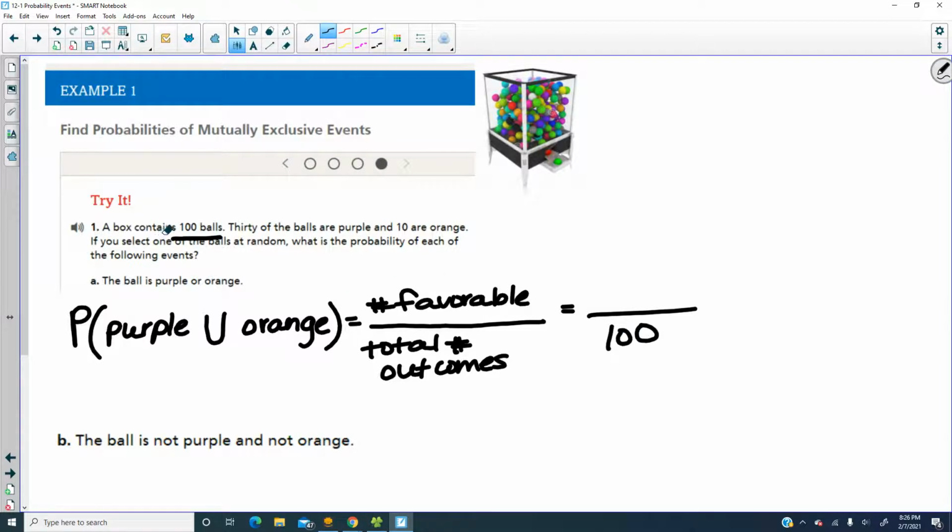How many of those are favorable? There are 30 purple and 10 orange. So I would win if I get a purple or an orange ball. So that would be 30 plus 10, 40 out of 100, which is 4/10 or 2/5.